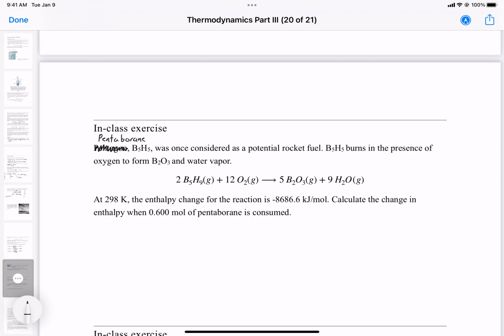Okay. So this is basically a combustion reaction of pentaborane to give us this diboron species, diboron trioxide, and then water vapor. So at 298 Kelvin, what's the change in enthalpy for this reaction when 0.6 moles of pentaborane is consumed? So we're going to take 0.600 mole B5H9.